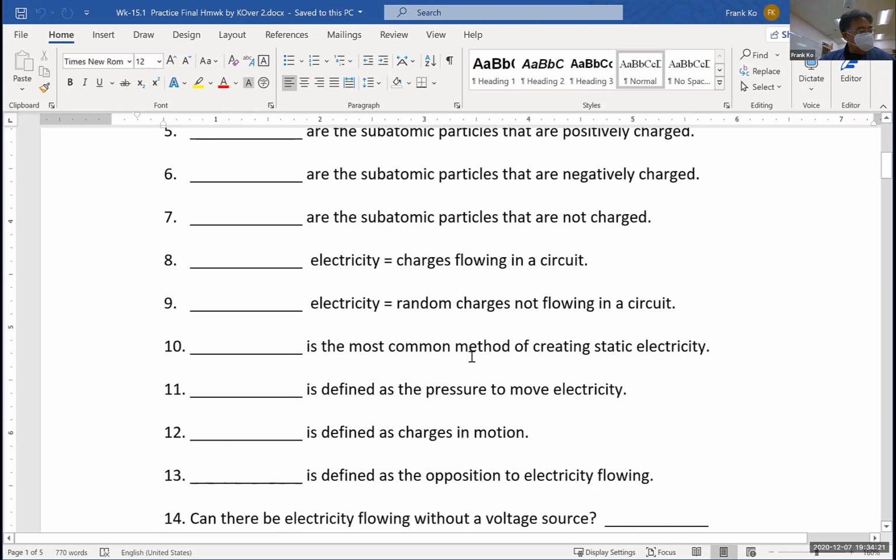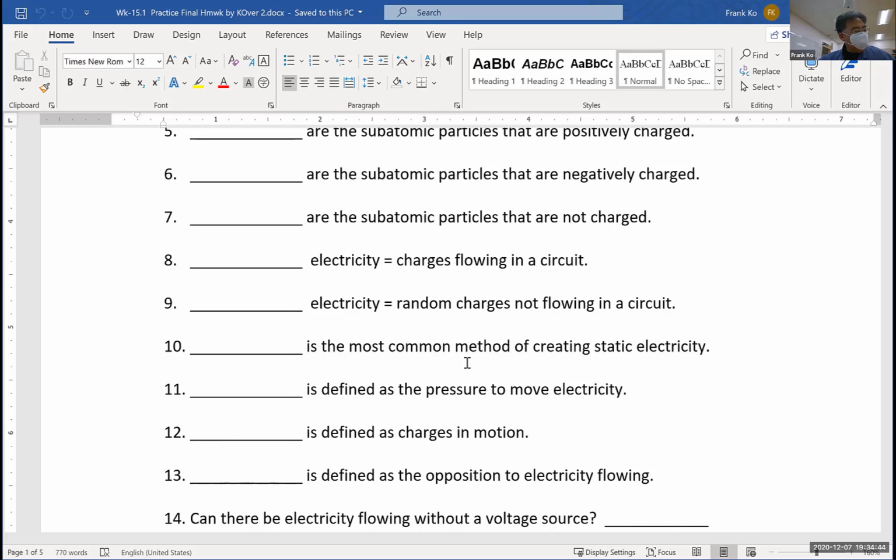No. 11, 12, and 13 go to Youssef. What is defined as the pressure to move electricity? Voltage. What is defined as charges in motion? Current. And opposition to electricity flowing is? Resistance. For 11, 12, and 13, any questions?